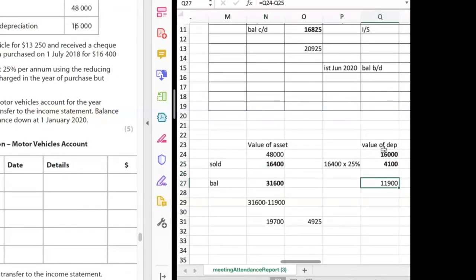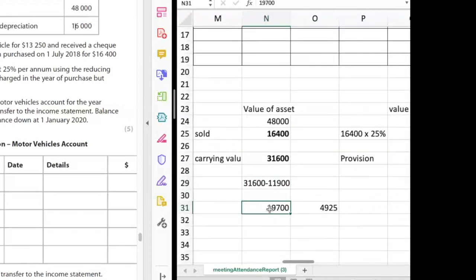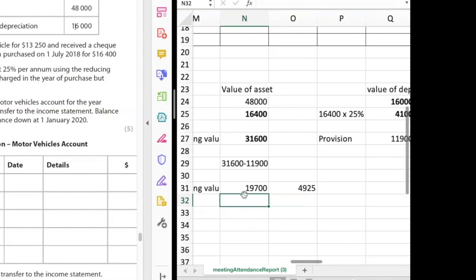Simple thing, we get the current value of the depreciation, and in a similar manner we calculate the current value of the assets. This is the current value of the asset, or carrying value, and this is the provision, the updated provision. So what we have to do is carrying value minus provision. Carrying value is 31,600 minus provision 11,900. This is the current value or carrying value of the asset. Now, on this carrying value we apply depreciation at 25% and we get 4,925.